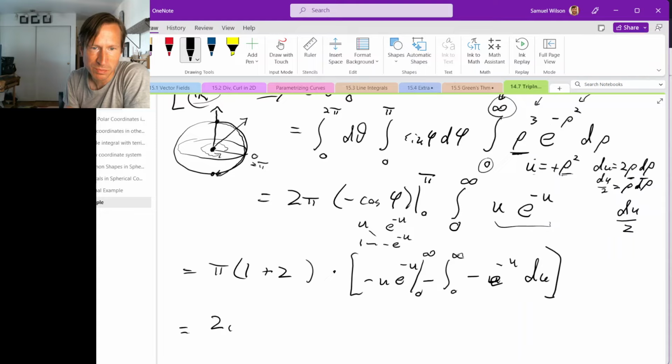Okay, now when we plug 0 into this, clearly we're going to get 0, but what about the limit as u goes to infinity? This actually gives us an indeterminate form because this u part is going to infinity, but e to the minus u is going to 0.